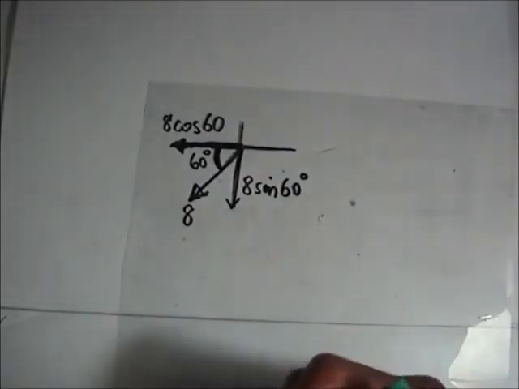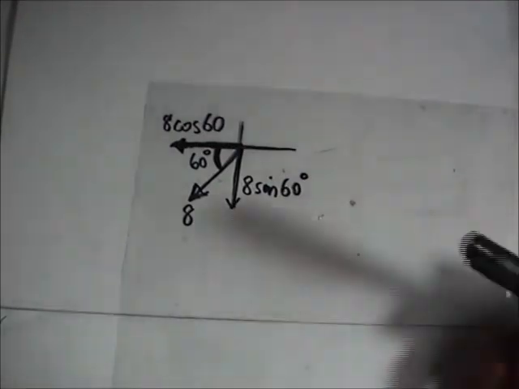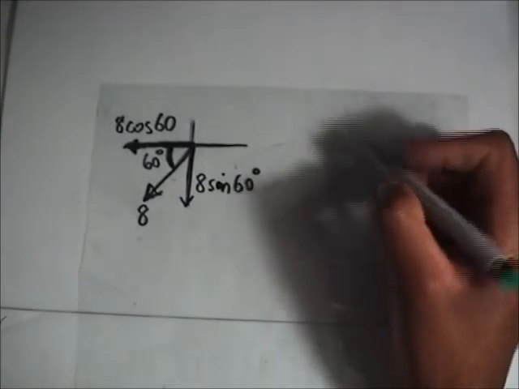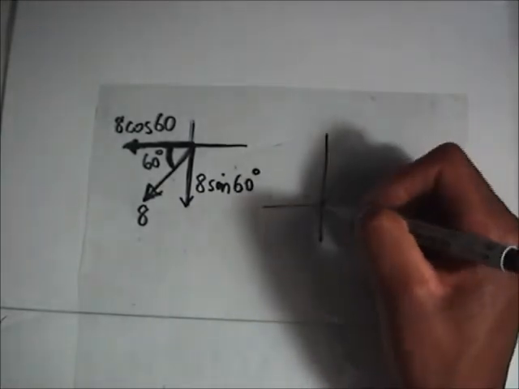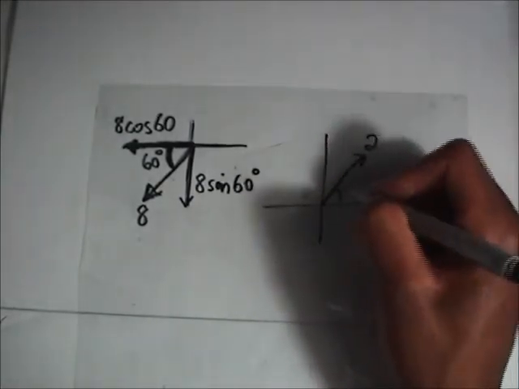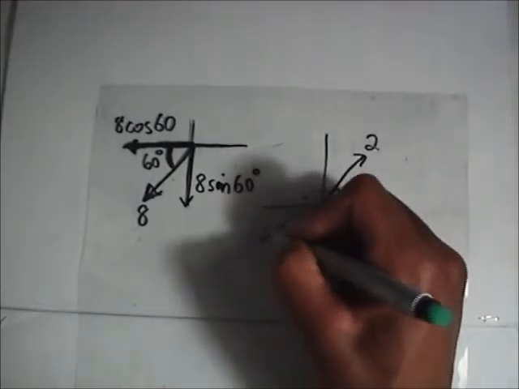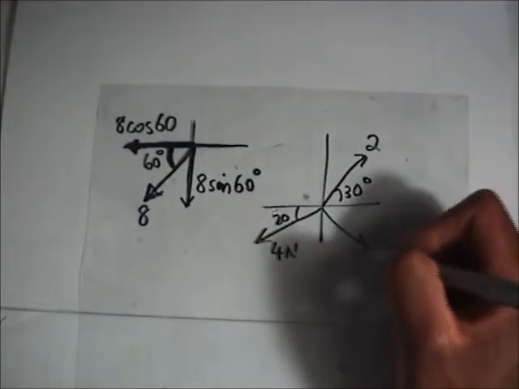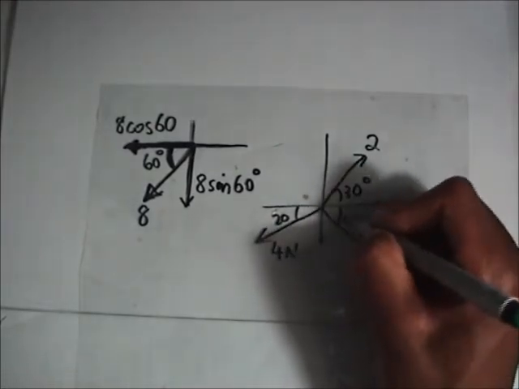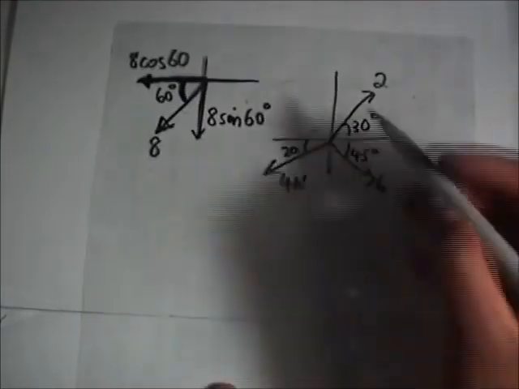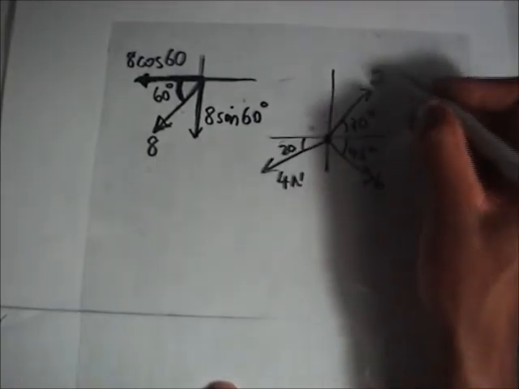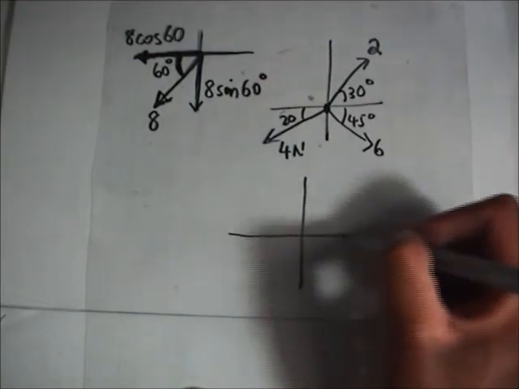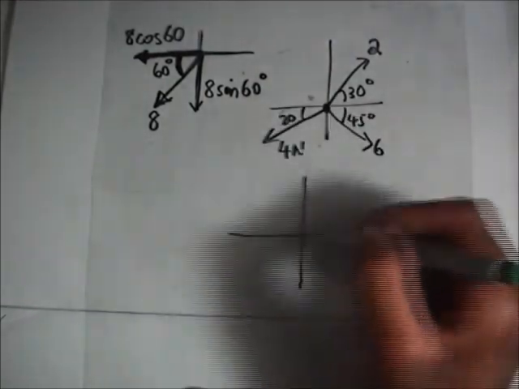You can prove that using what? Using the sin cos rules that we did in the previous video. But this is just a faster way of doing it, because sometimes you are given forces. Yes, sometimes you are given a 2 newton force that is at 30 degrees. Here you are given a 4 newton force that is at 20 degrees, and here you are given a 6 newton force that is at 45 degrees. All you have to do is to choose what? A coordinate system. I've chosen this as my coordinate system, the vertical and the horizontal.